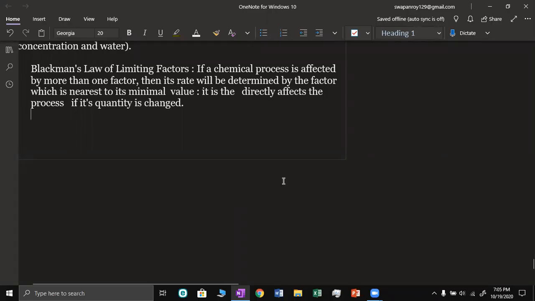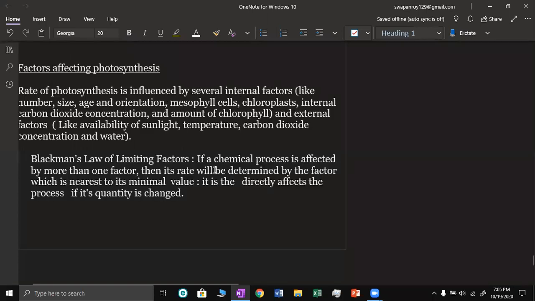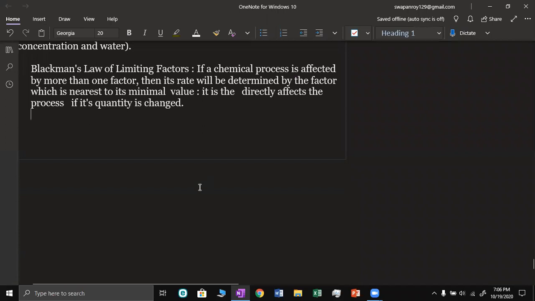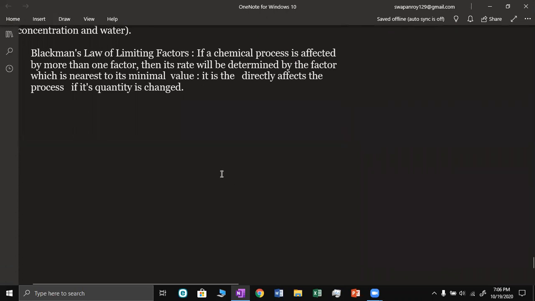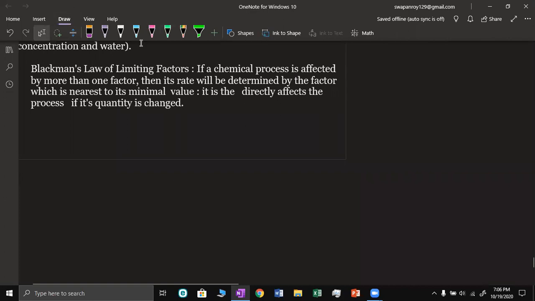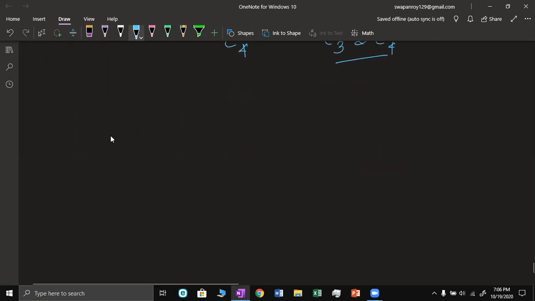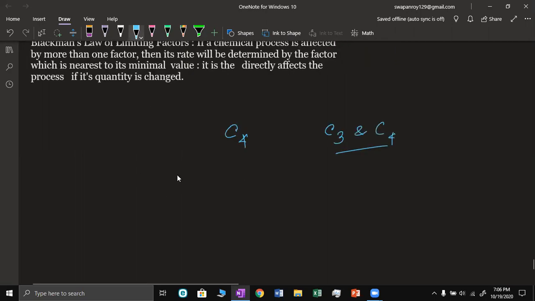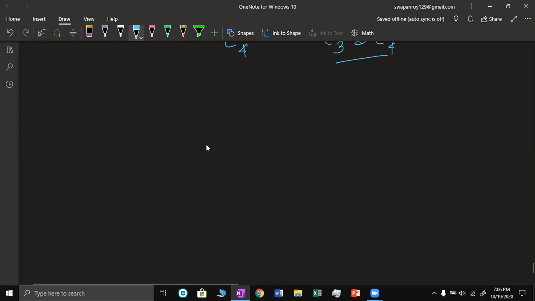So today we will start, in continuation of photosynthesis. In the previous class we learned about the C4 cycle, and the difference between C3 and C4. Today we learn another very important process that takes place in C3 plants, called photorespiration.